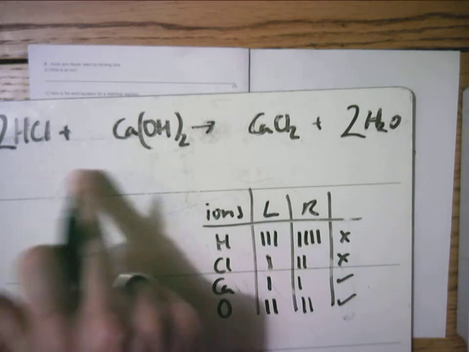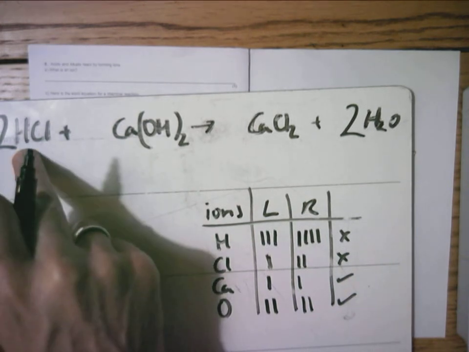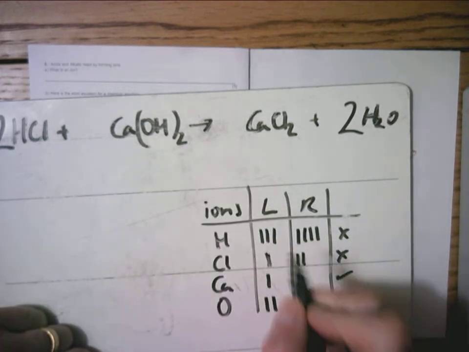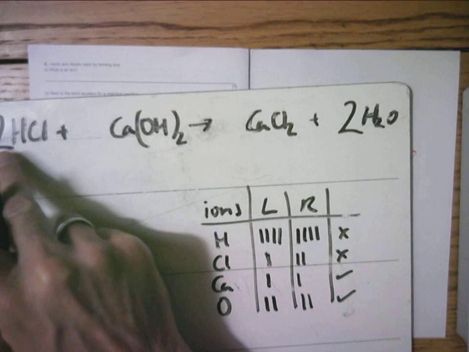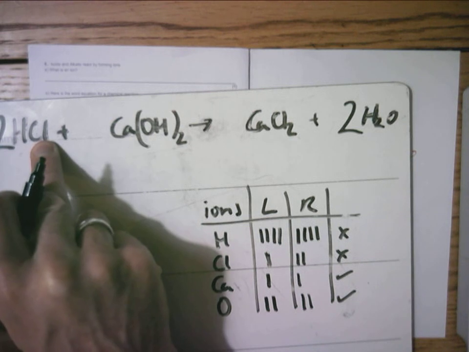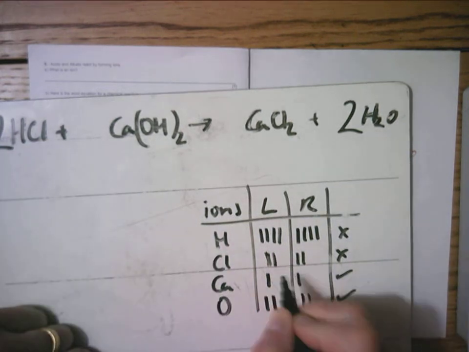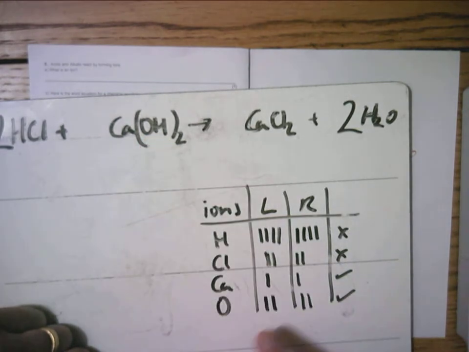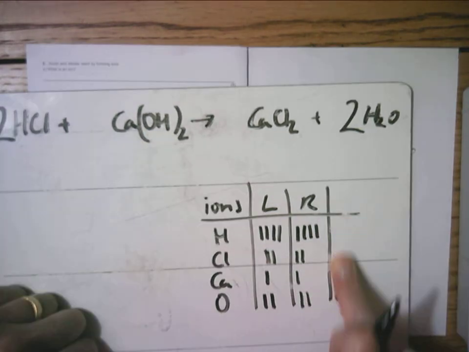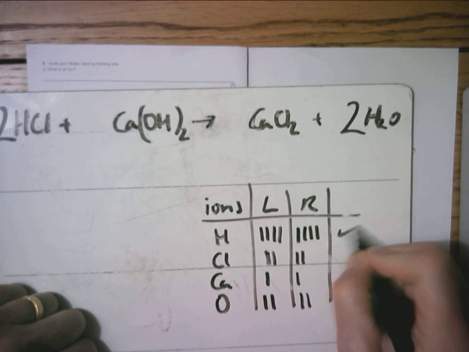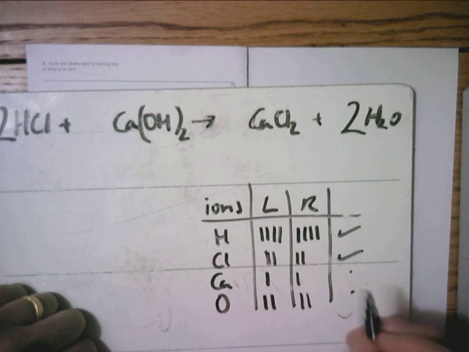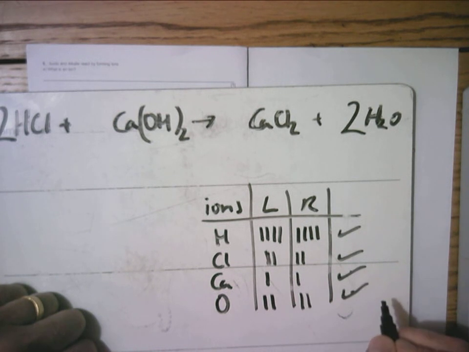How many hydrogens have I now got? 2 times H, 2 times 1 is 2, plus the 2 times 1 in there makes 4. 2 times 1, chlorides, 2. Calcium, still 1. Oxygen, still 2. Let's look at the balance again. 4 and 4, happy. Chloride, 2 and 2, happy. Calcium, 1 and 1, happy. Oxygen, 2 and 2, happy. Our equation is balanced.